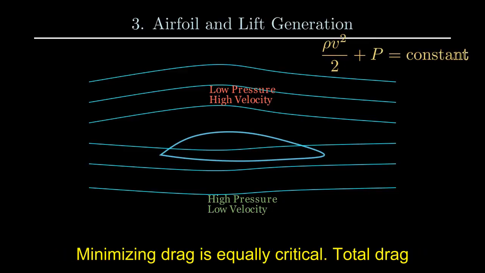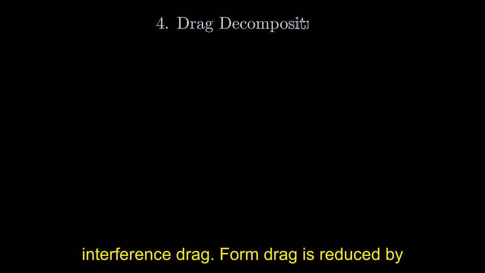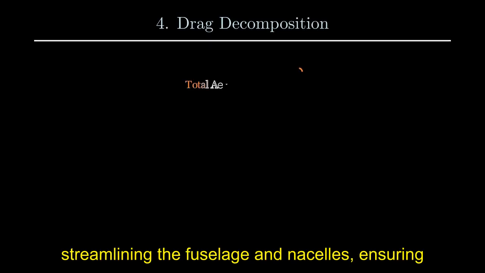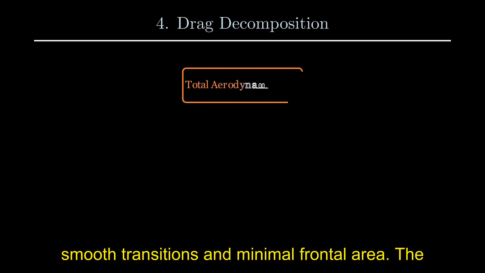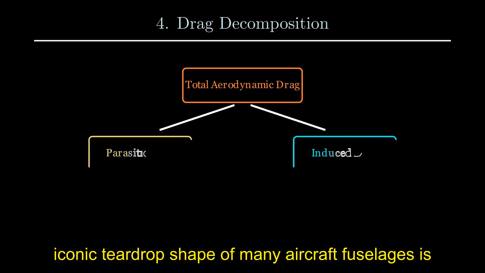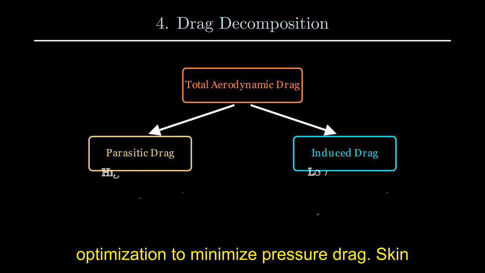Minimizing drag is equally critical. Total drag comprises parasitic drag and induced drag. Parasitic drag includes form drag, skin friction drag, and interference drag. Form drag is reduced by streamlining the fuselage and nacelles, ensuring smooth transitions and minimal frontal area. The iconic teardrop shape of many aircraft fuselages is a direct result of extensive aerodynamic optimization to minimize pressure drag.